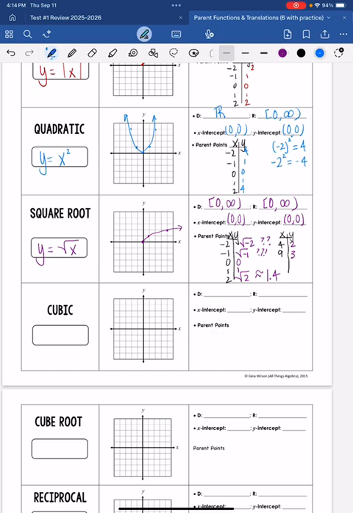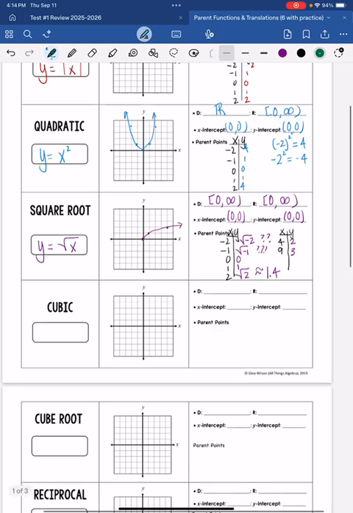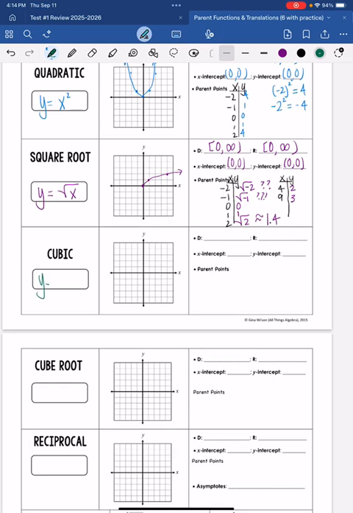All right, moving right along. The cubic function, y equals x cubed. I bet you can't guess what points I'm going to pick to plug in.